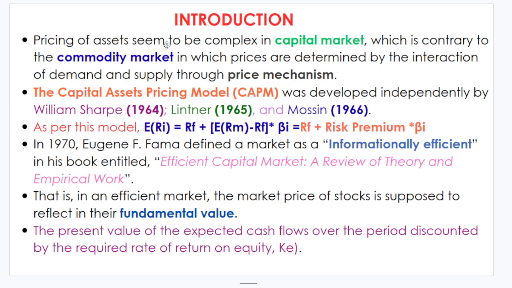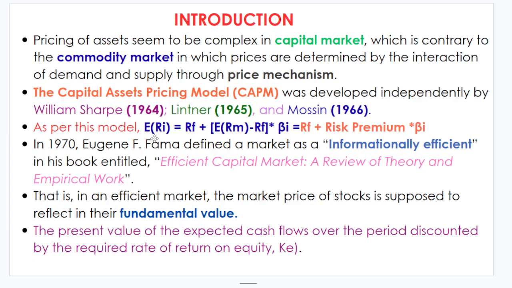Pricing of assets seems to be complex in the capital market, which is just the reverse of the commodity market, in which prices are determined by the interaction of demand and supply through the price mechanism. The capital asset pricing model was developed by William Sharpe in 1964, Lintner in 1965, and Mossin in 1966.